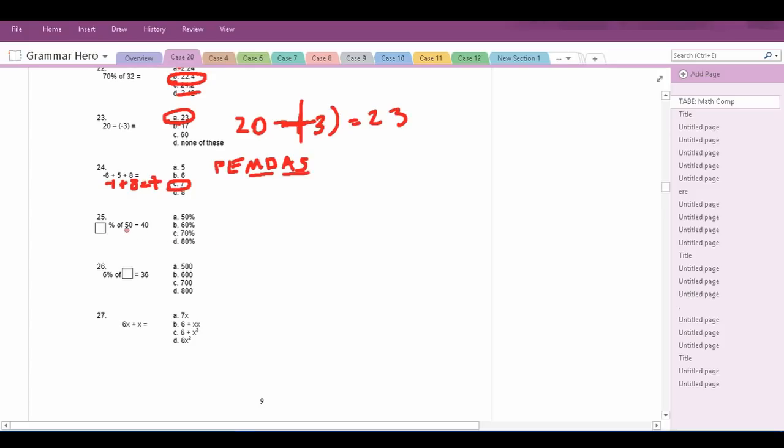Blank percentage of 50 gives us 40. So this is basically saying what percentage is 40 over 50. So let's go ahead and do that. 40 over 50. We can cross out these zeros and turn it into a division problem. I did that wrong. Doing 4 divided by 5. 5 can't go into 4, so we bring a 0 and bring up a decimal place. 5 goes into 40 eight times, so that's 0.8, which is the same as 80%.